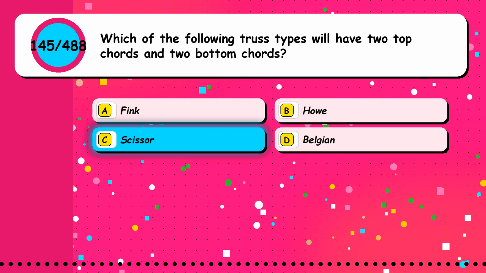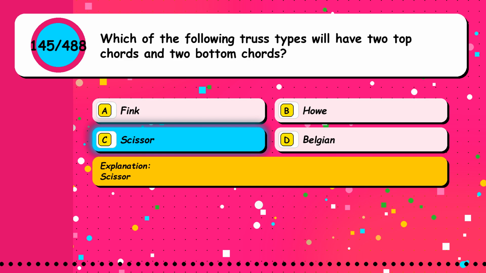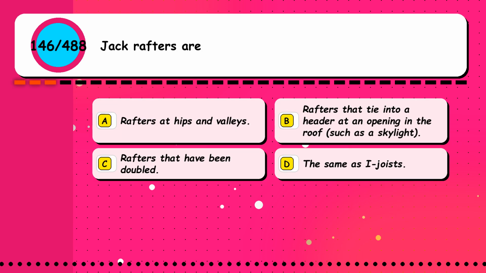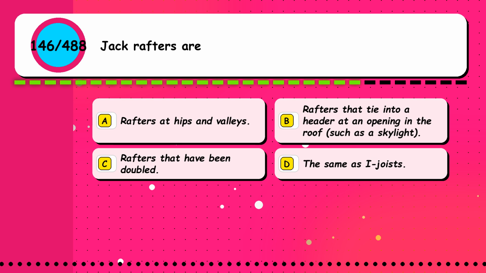The correct answer is option C. Scissor. Question 146. Jack rafters are: option A, rafters at hips and valleys. Option B, rafters that tie into a header at an opening in the roof, such as a skylight. Option C, rafters that have been doubled. Option D, the same as I-joists.